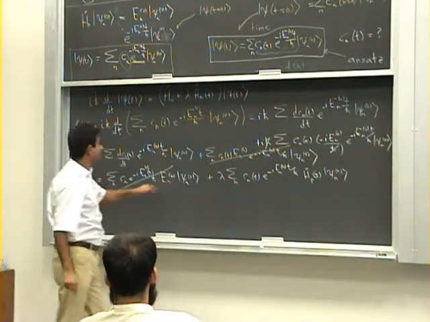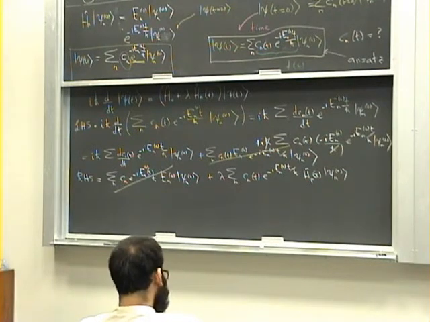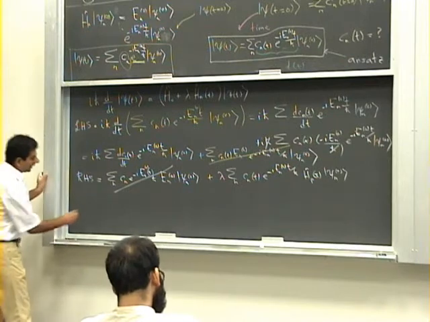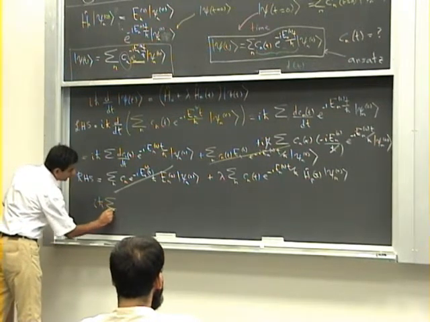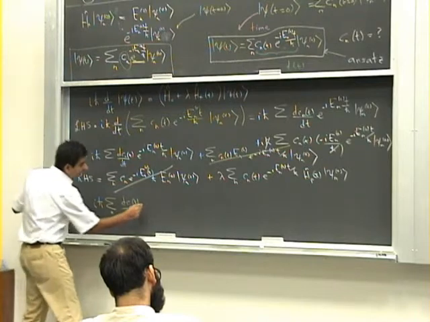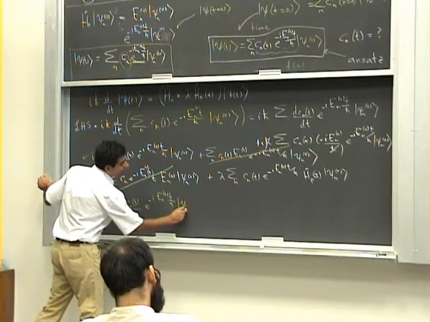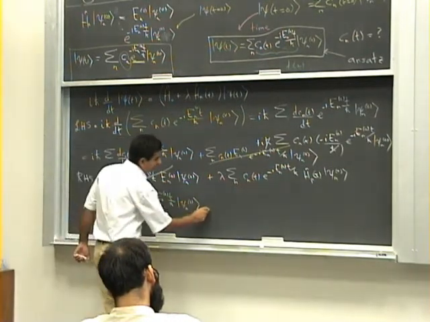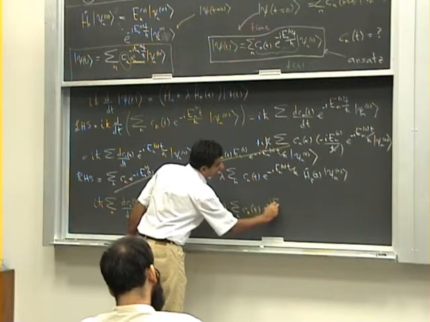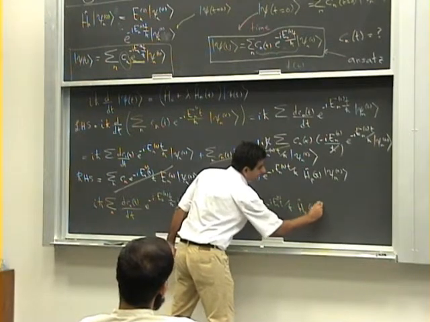Okay, because there is an en naught here and an en naught here, and there are no operator terms, just the state, so this thing cancels out. What I am left with is the following form: iota h bar summed over all possible values of n, c_n dot, e to the minus iota E_n naught t over h bar acting on the unperturbed eigenstate psi_n naught, equals the sum over n of c_n, e to the minus iota E_n naught t over h bar, H_p acting on psi_n naught.